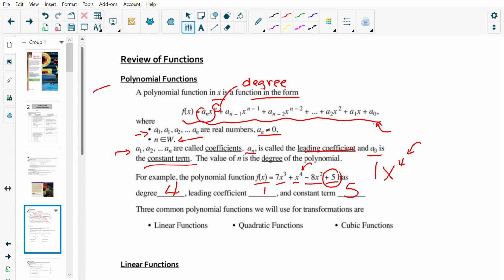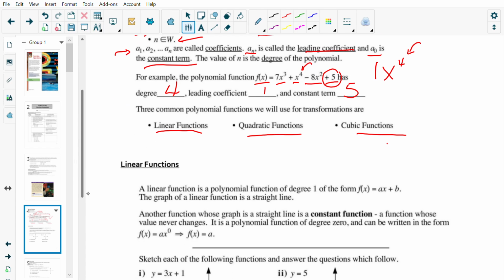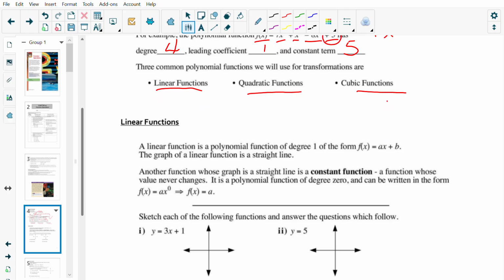You will see common polynomial functions, and we'll use these functions pretty much throughout a lot of our units in this course. Linear functions, quadratic functions, and cubic functions. So let's step through these and more, the different types of functions. First one, linear functions. A linear function is a polynomial function of degree 1 of the form.